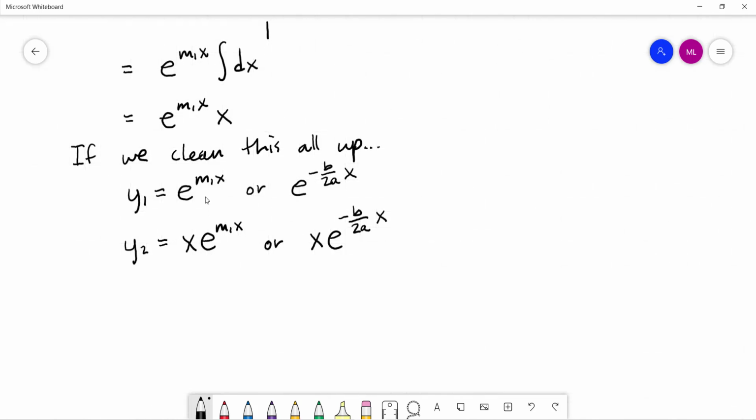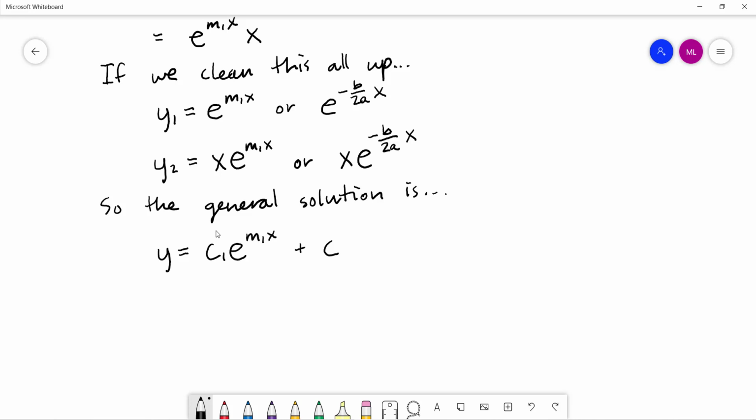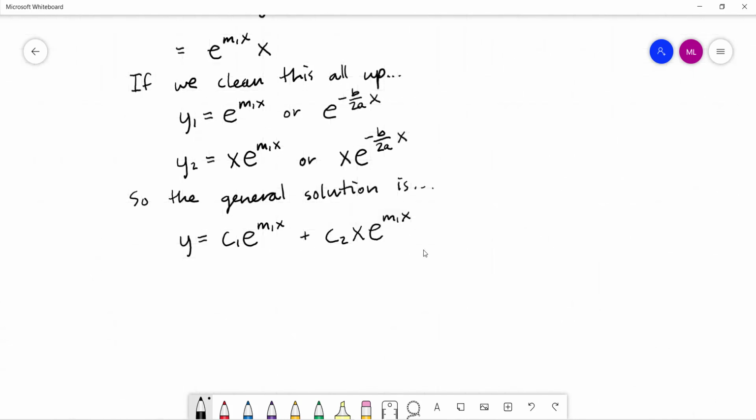Now I do have two linearly independent solutions, and the general solution is just some linear combination of those two. We're going to get that y is equal to c1 e to the m1x plus c2 times x e to the m1x. Here's our y1, here is our y2, and each is multiplied by an appropriate constant. So that is what the general solution looks like in the case of a real but repeated root.